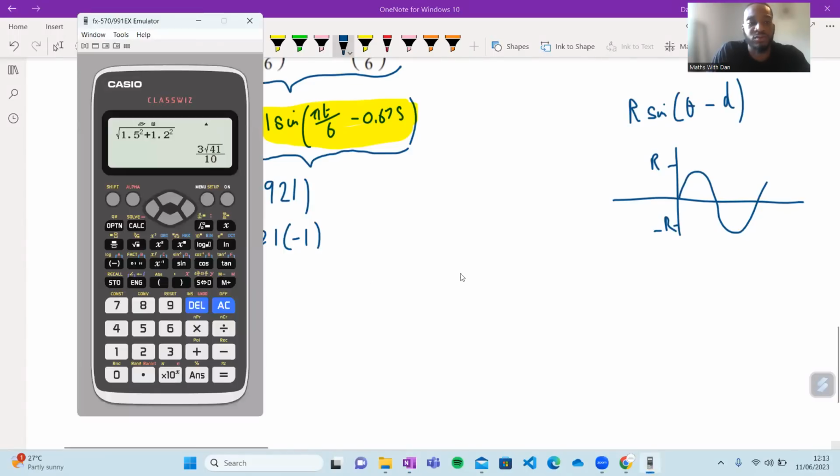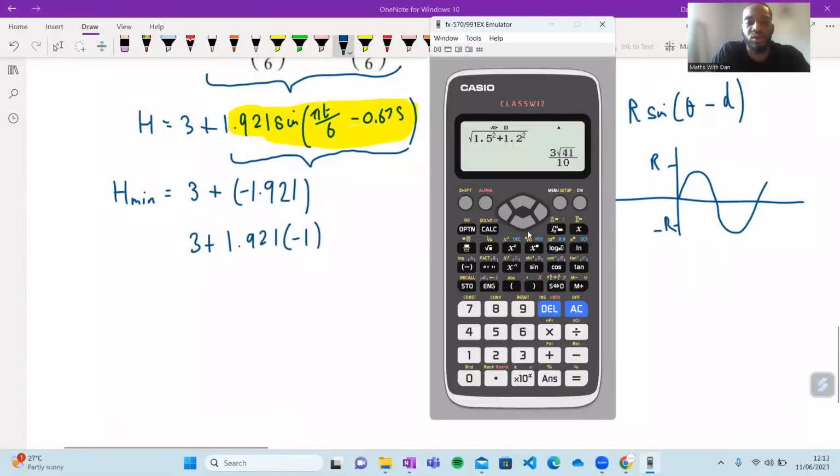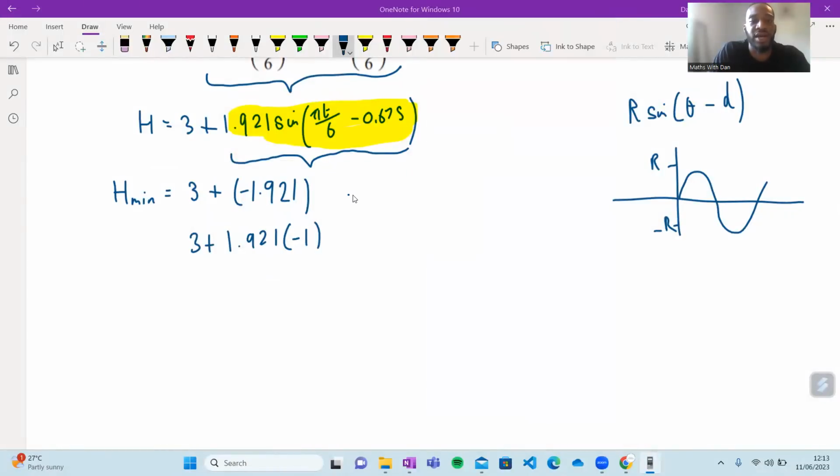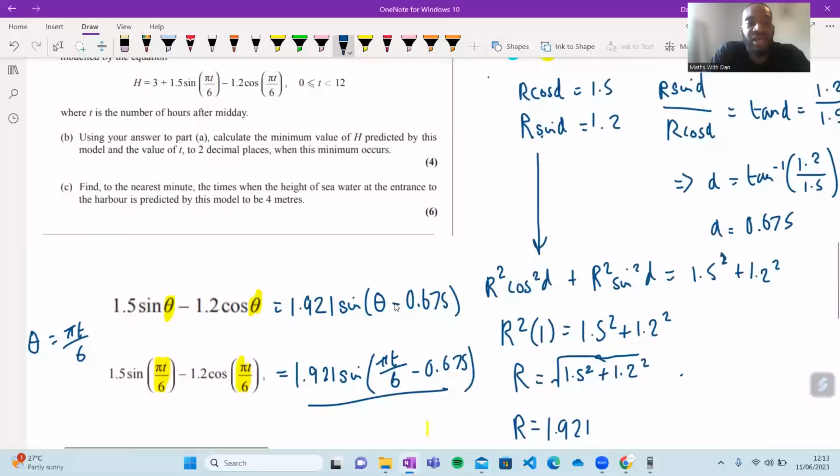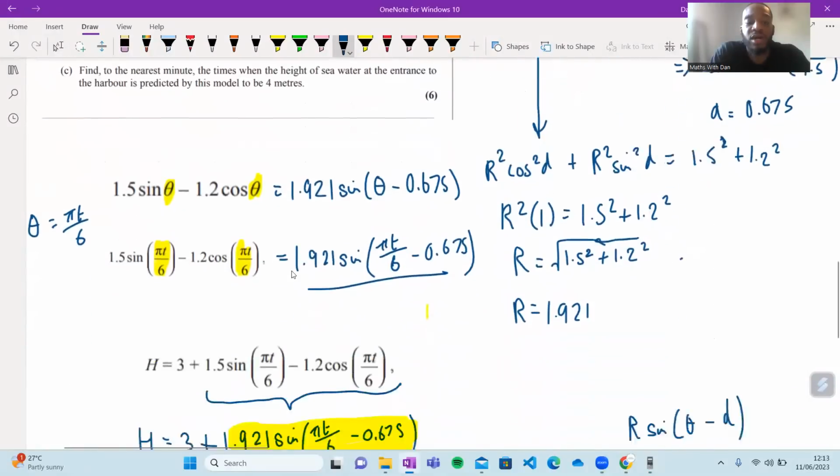So now we've got H min is just going to be equal to 3 minus 1.921. This will equal 1.079. Perfect. So H min is 1.079. And now we need to find the value of t when this minimum occurs.